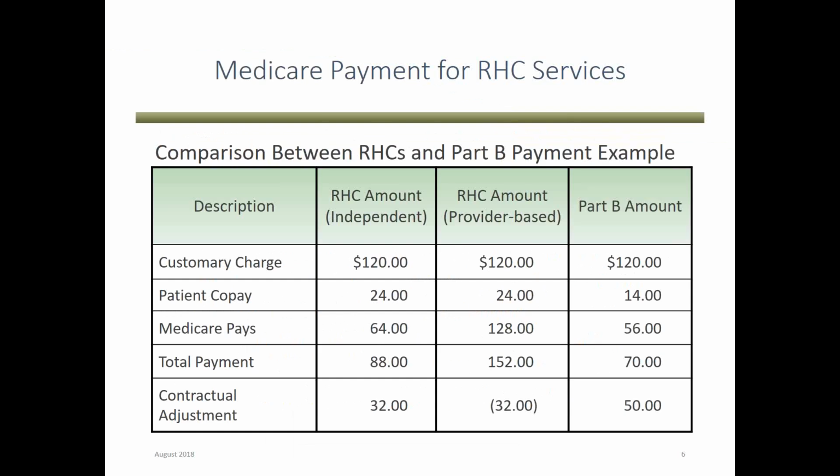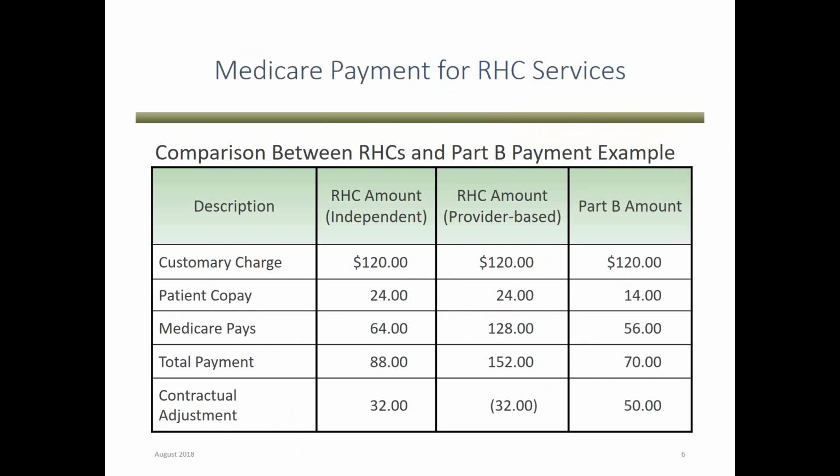So in an independent, you're going to charge $120. Patient has to pay $24 because remember, that's 20% of the charge. Medicare will pay $64 because they are paying $70 less than 20%. So the total payment is $88, and you have a contractual adjustment of $32.